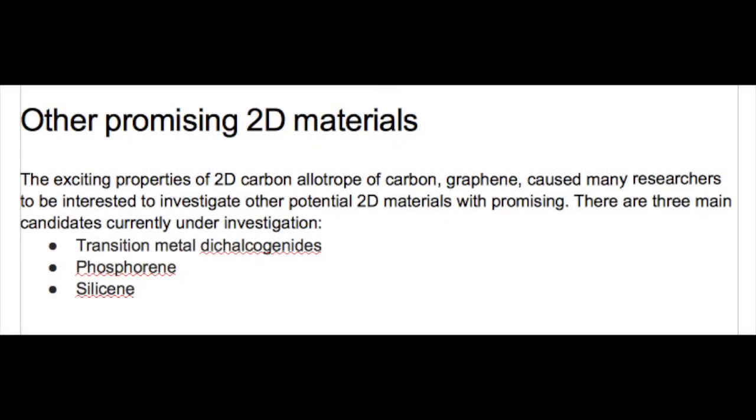Other promising 2D materials. The exciting properties of graphene, the 2D allotrope of carbon, caused many researchers to be interested to investigate other potential 2D materials with promising properties. There are three main candidates currently under investigation: transition metal dichalcogenides, phosphorene, silicene.